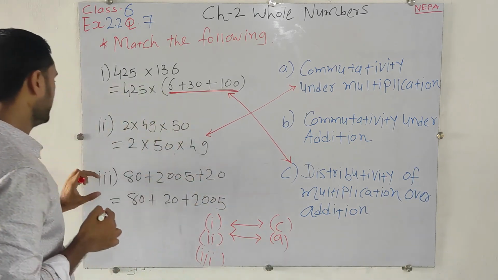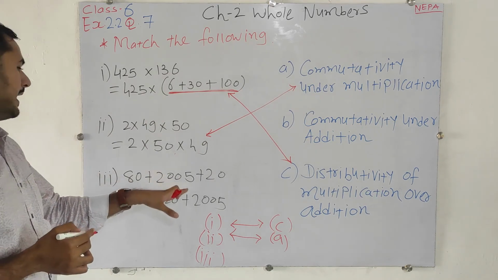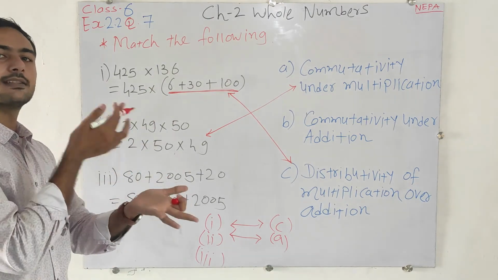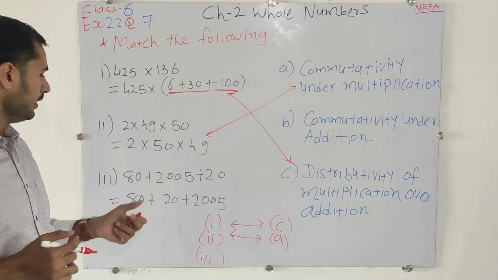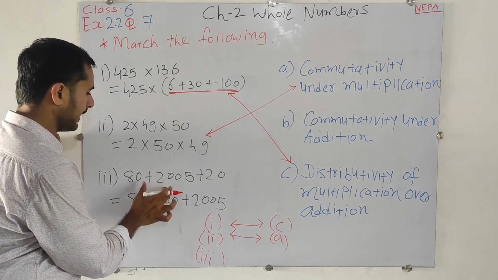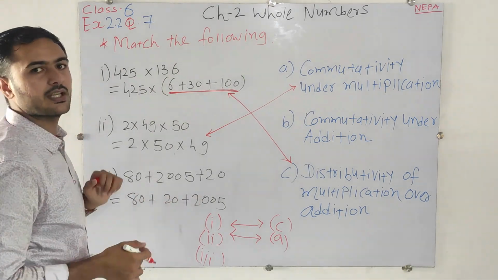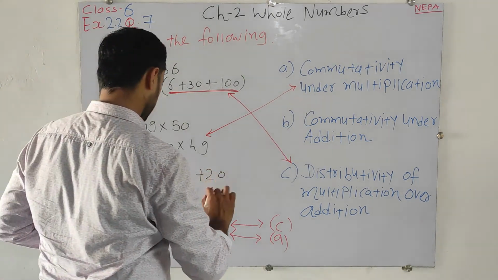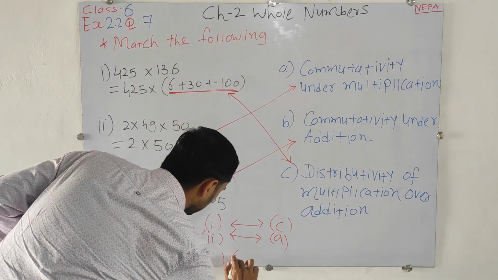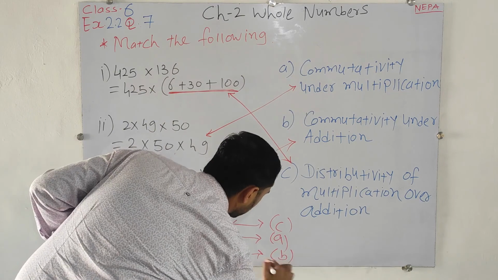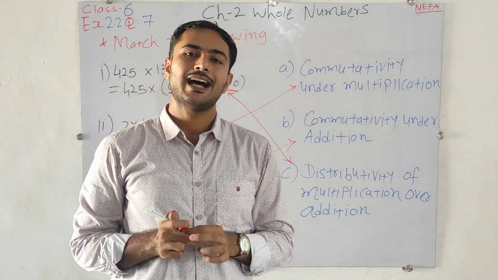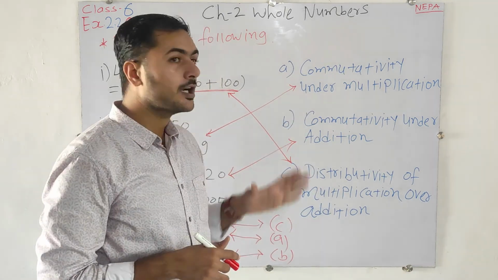And the remaining one is the third. Let's see what is given. There is 80 plus 2005 plus 20, and here is 80 plus 20 plus 2005. Again they shuffled the numbers, under addition. So commutativity under addition. So for the third, that's B. Okay, so here we have completed exercise 2.2. Now just pause the video and note it down.